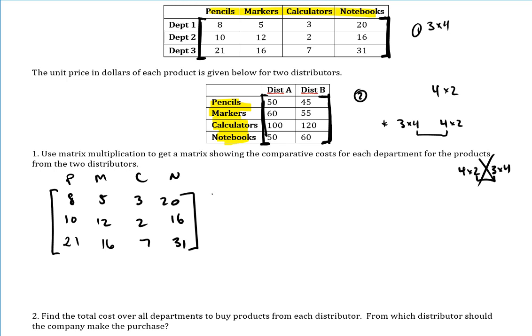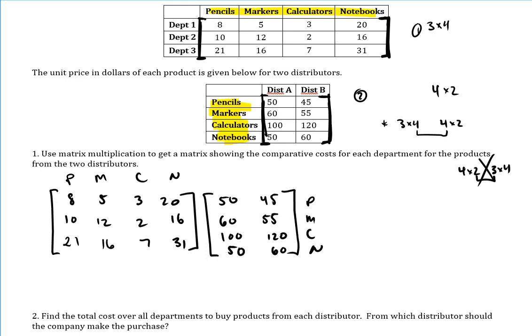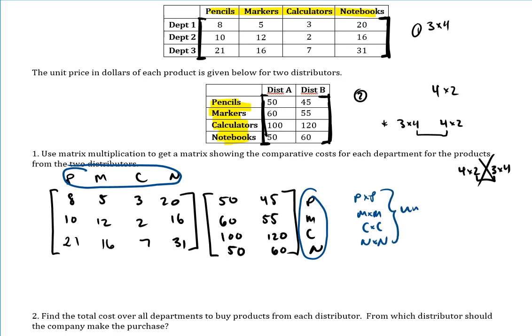Well, if I write this one as is, so the 50, 45, 60, 55, 100, 120, 50, and 60, going the vertical way, this is the pencils, markers, calculators, and notebooks. So when we do our row times our column, it is an exact match. So the pencils multiply the pencils, the markers multiply the markers, the calculators multiply the calculators, and then the notebooks multiply the notebooks. Okay, so the units match.